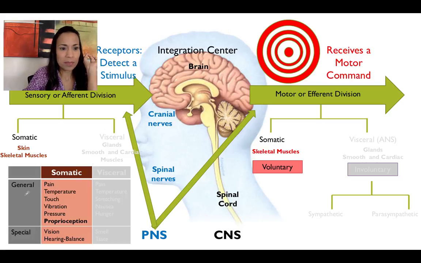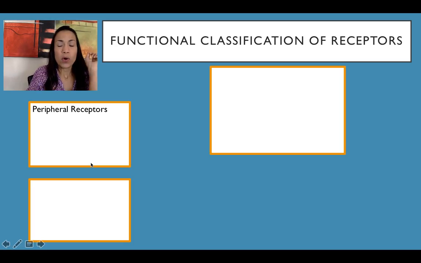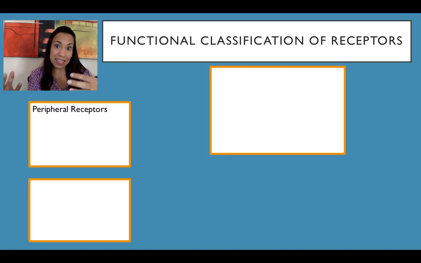So let's start by describing the general somatic receptors. This is what we're going to start describing now. In anatomy, we have a lot of classifications, and we're going to classify these receptors depending on their function, that is, what are they detecting, and depending on their structure. In this video, we're only going to talk about the functional classification.